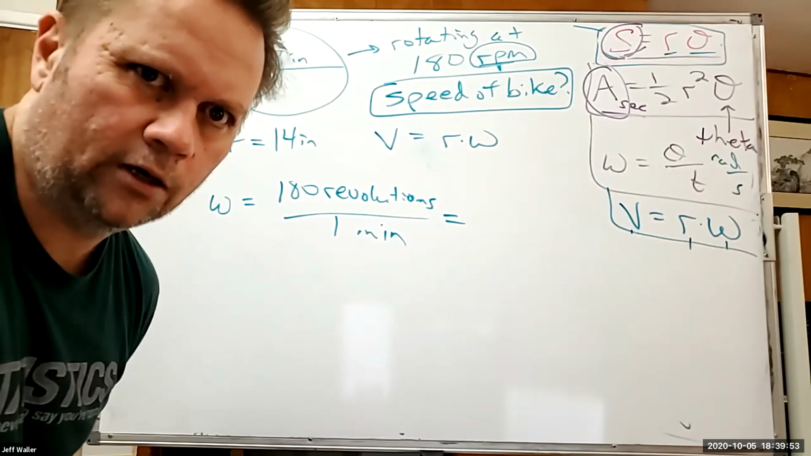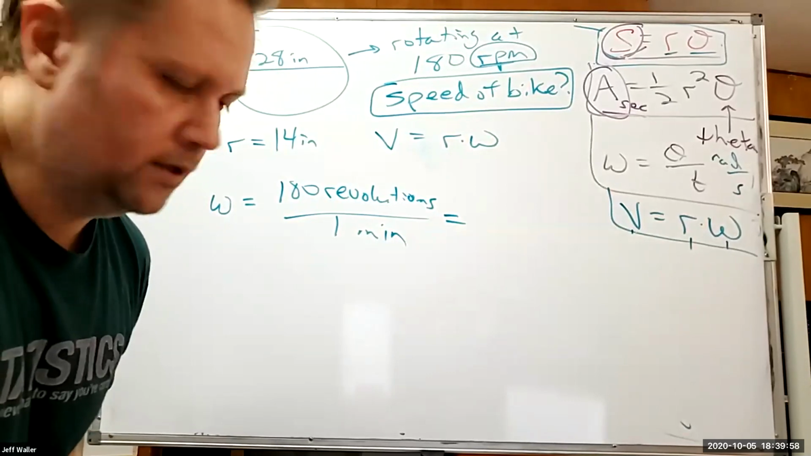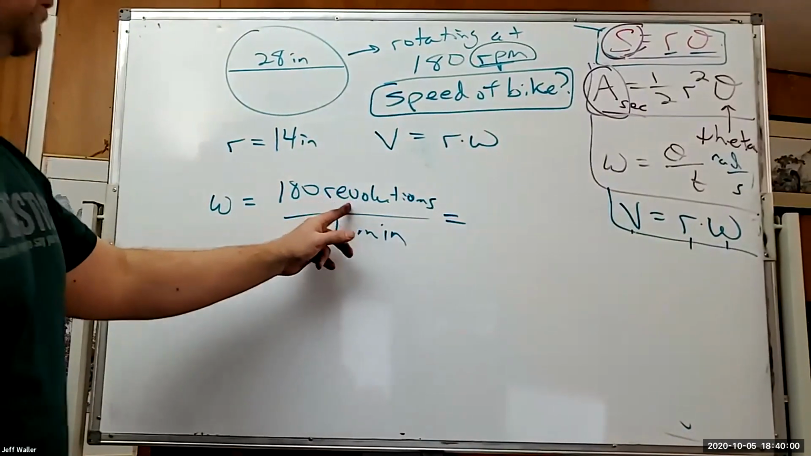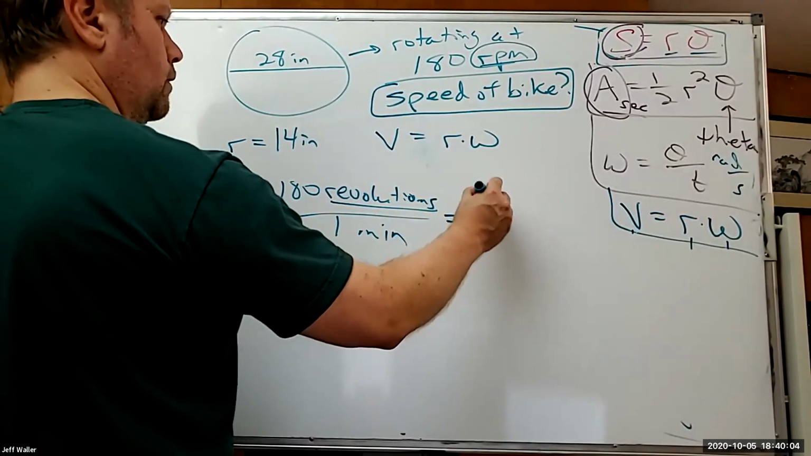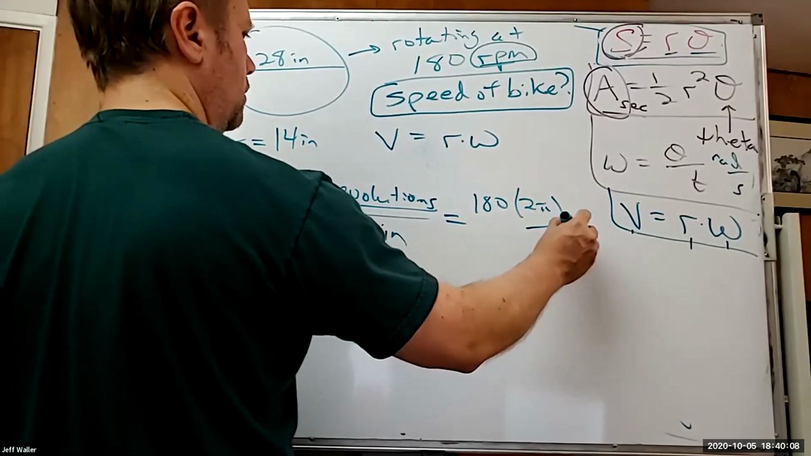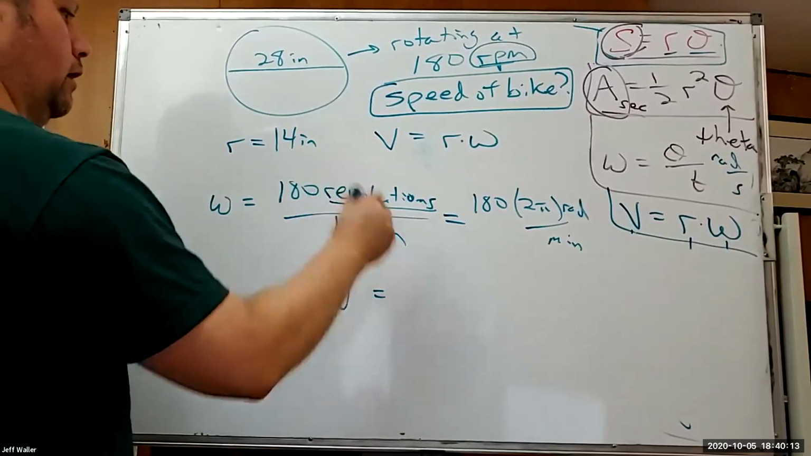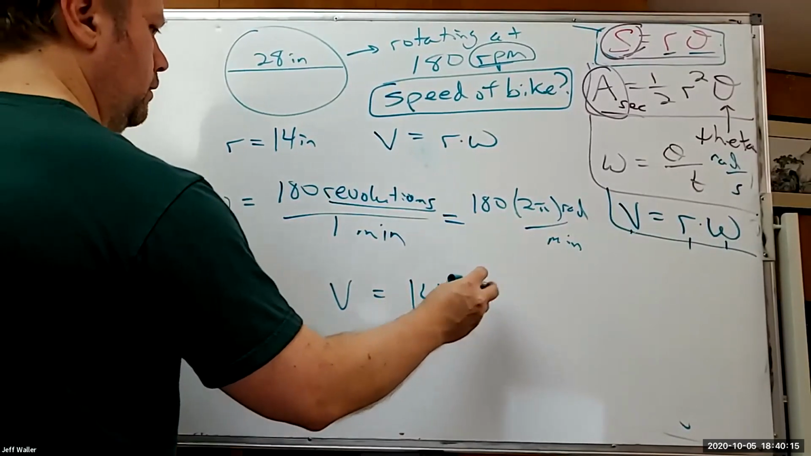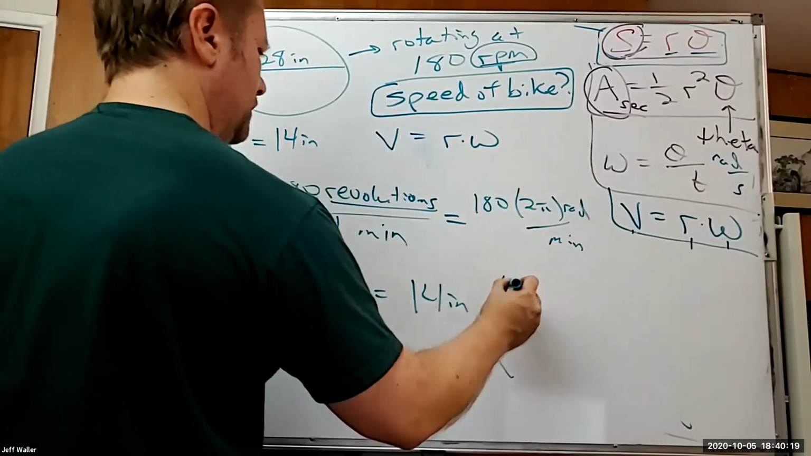These angular analogies to linear stuff. I don't know. So what would I do here? 180 times 2 pi, 2 pi per minute. So now to find the velocity, I just have to do R times theta. I'm sorry, omega.